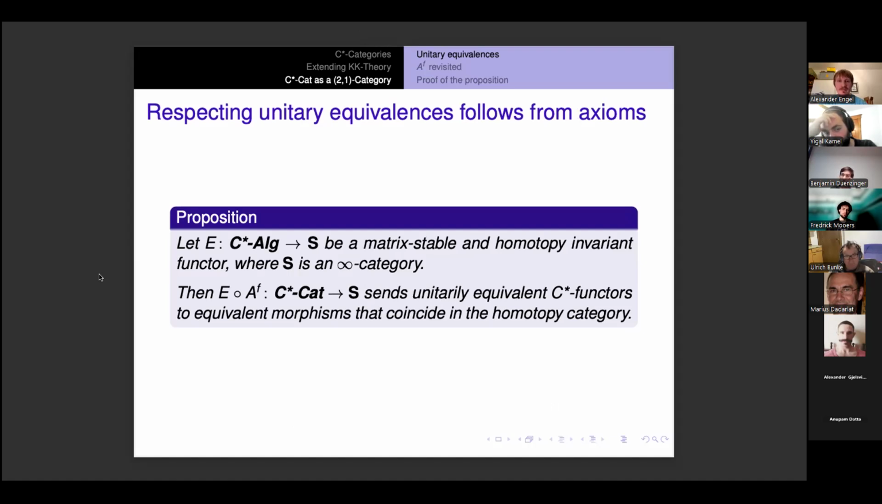So assume that we have some sort of homology theory for C-star algebras. So we have a functor from C-star algebras to an infinity category S, and this functor should be matrix stable and homotopy invariant. So for example, it could be K-theory, where you map to spectra, or it could be KK theory, where you map to the KK category. And the proposition states that matrix stability and homotopy invariance is enough in order to prove that the extension of this functor to C-star categories sends unitarily equivalent C-star functors to equivalent morphisms in S, which coincide in the homotopy category of S.